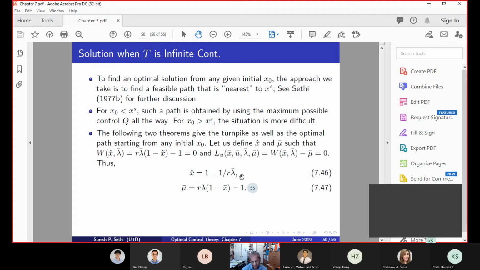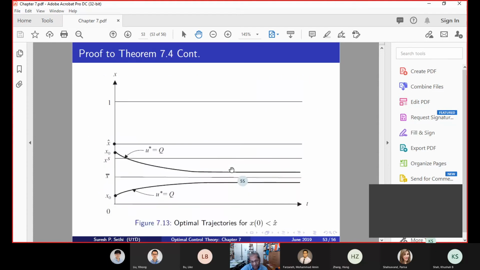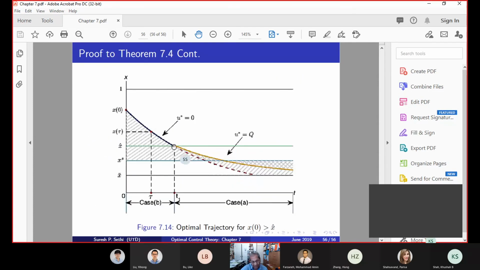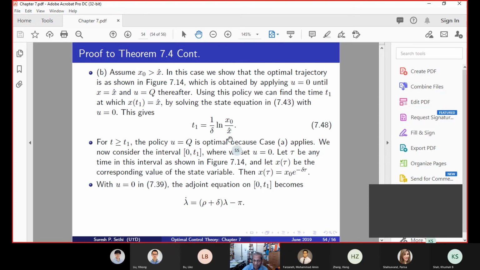You see that? We know lambda bar, it is right here. And we know now X hat. Once I have X hat, I can find T1, right? Because what is T1? If I give you X0 and I have to go to X hat using 0 control, then it will tell me the amount of time T1 at which X0 will become X hat, right? That's just a simple differential equation solving with U equal to 0 and end condition X hat, and I give you the T1 equal to this. Oh, I see. I got it. Thank you, Professor.